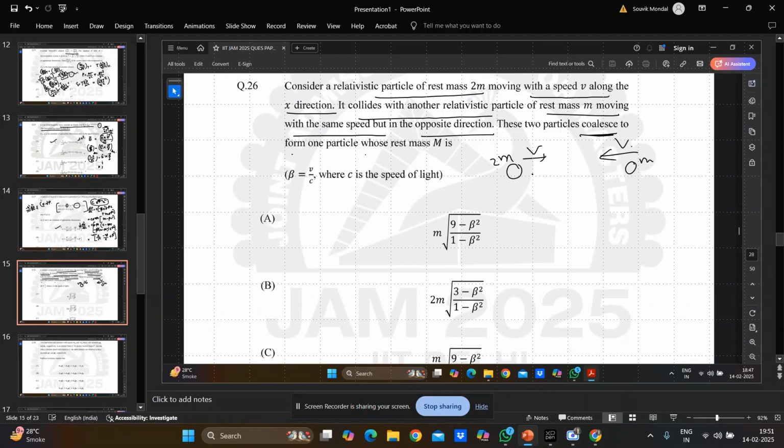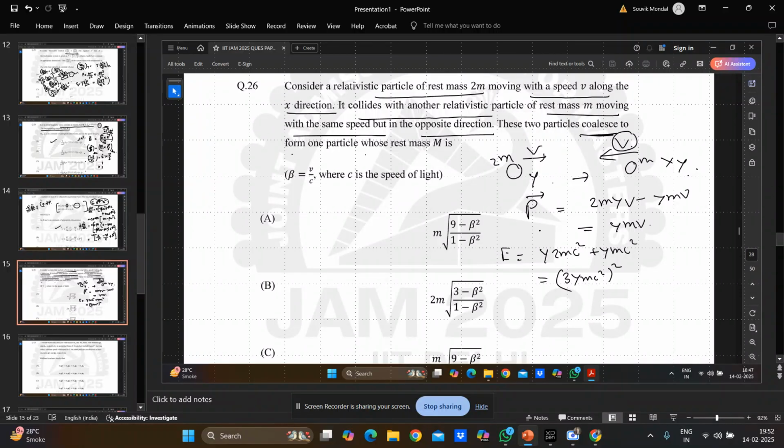Now gamma, let's say gamma is equal to 1 by root under 1 minus v square by c square, and both have the same speed, so these two have the same gamma. So the net momentum after the collision is 2m gamma v minus gamma mv, which is equal to gamma mv. This is p. And what is the initial energy? Initial energy is equal to gamma 2mc square plus gamma mc square. Gamma is the same, the rest masses are different. So 3 gamma mc square.